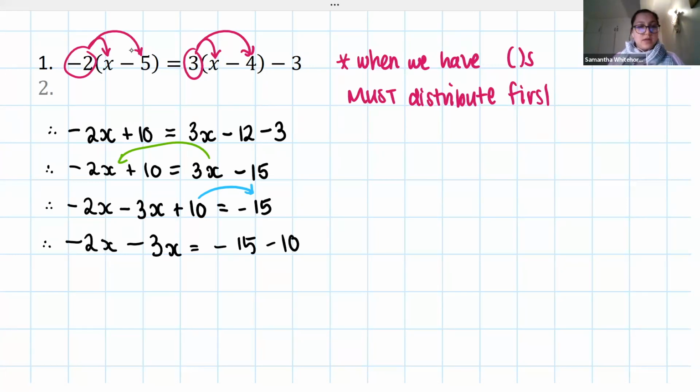I was going to say something and now it's slipped out of my mind, so we'll come back to that. Minus 2x minus 3x is minus 5x. And negative 15 minus 10 is negative 25.